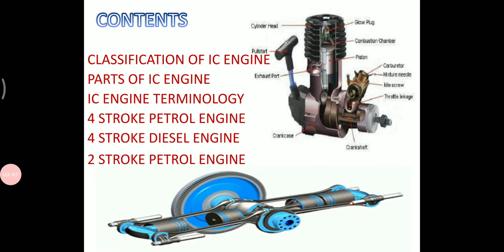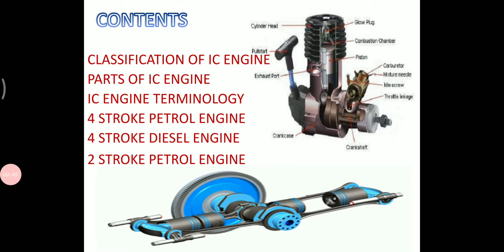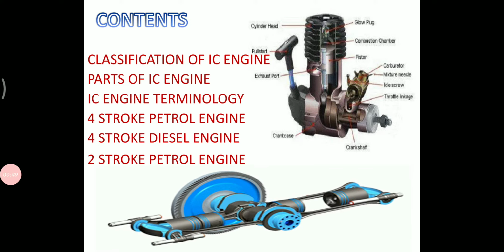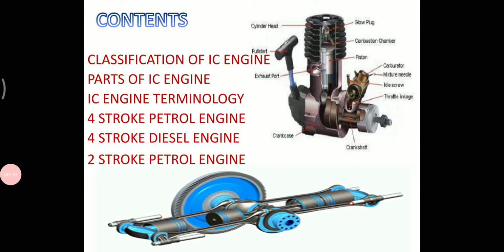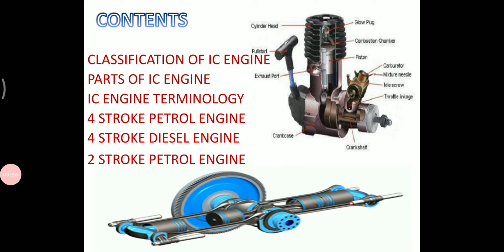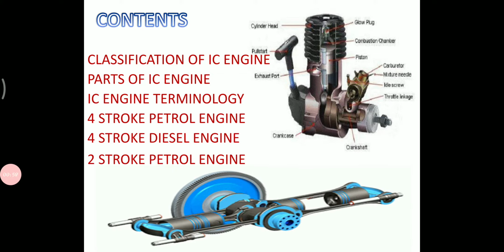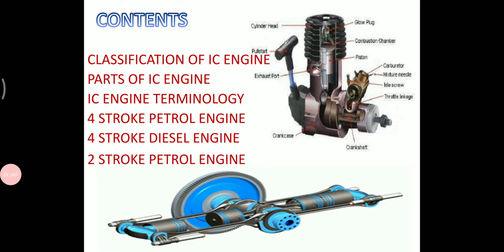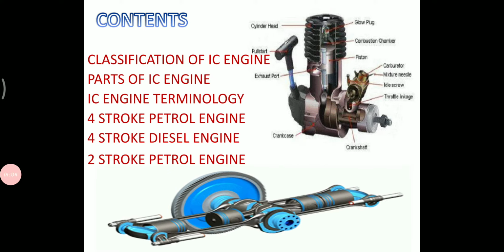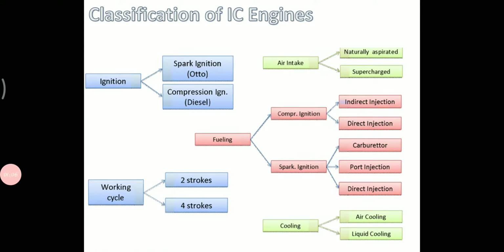The brief content of this class mainly consists of, first, the classification of IC engines. What are all the different parts of IC engines? IC engine terminologies, and I told you there are mainly three types of engines: 4-stroke petrol, 4-stroke diesel, and 2-stroke petrol engine. I will take them one by one. First, the classification of IC engine.